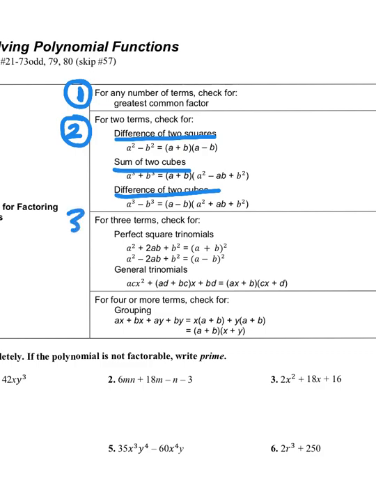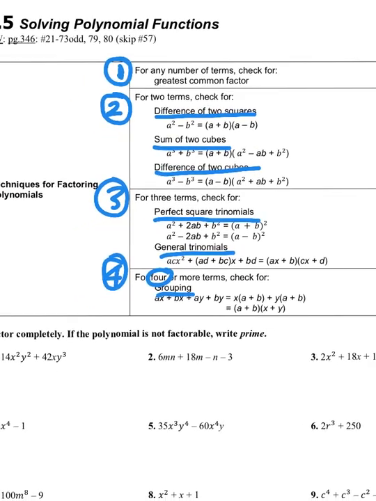If you have three terms, then you can either have a perfect square trinomial, and you can factor it that way, or you can just factor it like you normally do. And if you have four terms, then you want to use grouping. So you want to factor by grouping if you have four terms. All right, so let's go ahead and look at some examples.